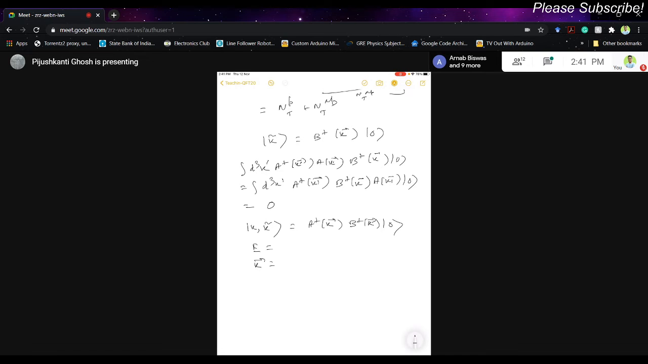Okay, so this means this linear momentum K, but it's antiparticle, so the K tilde sign is for antiparticle.